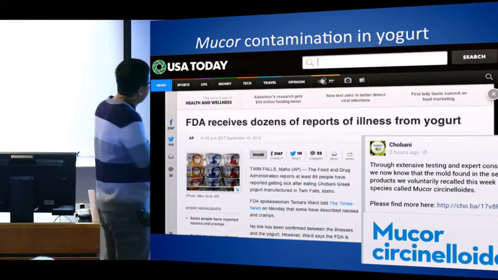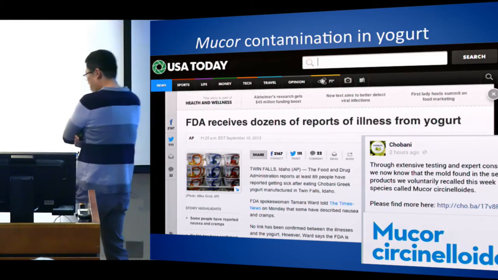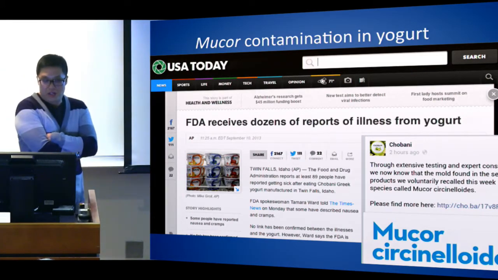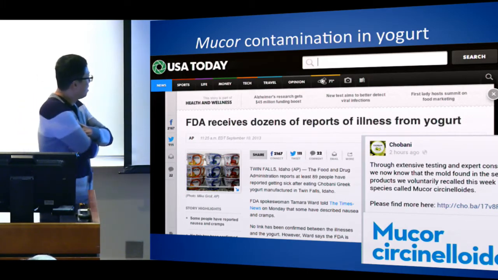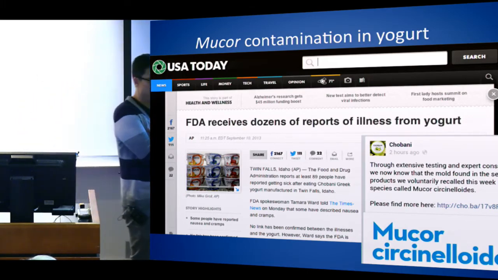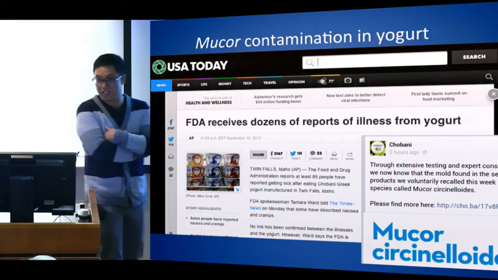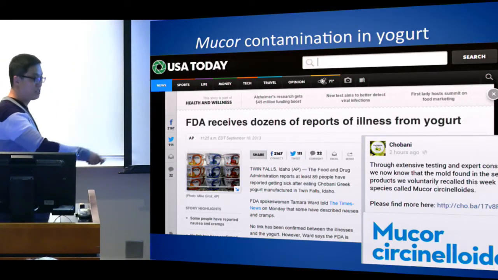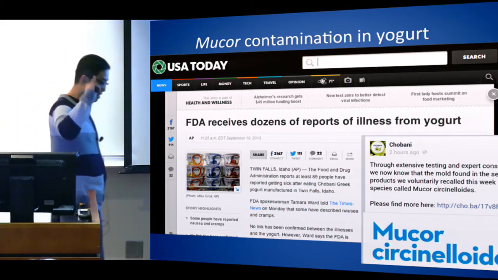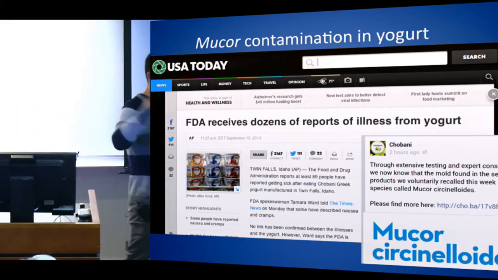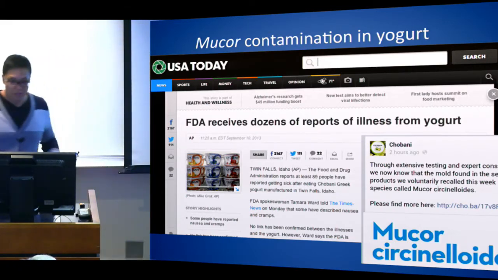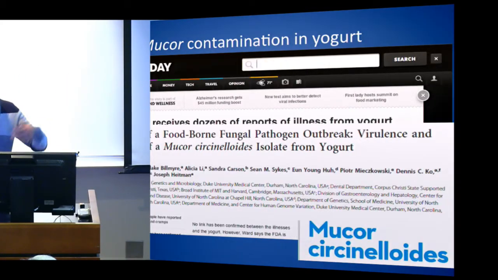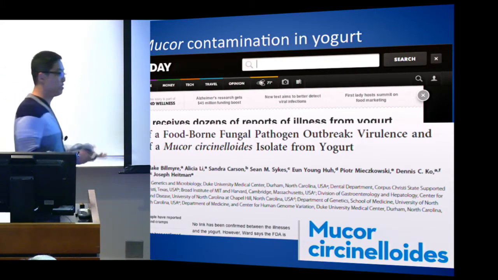In September 2013, Chobani withdrew their product from the market after more than 300 consumers complained of GI tract discomfort after ingestion of this yogurt. They finally identified that Mucor contaminated their entire factory. So that goes to the yogurt. We were lucky enough to get the isolate, so we analyzed that isolate, the genome and virulence level, and published it.